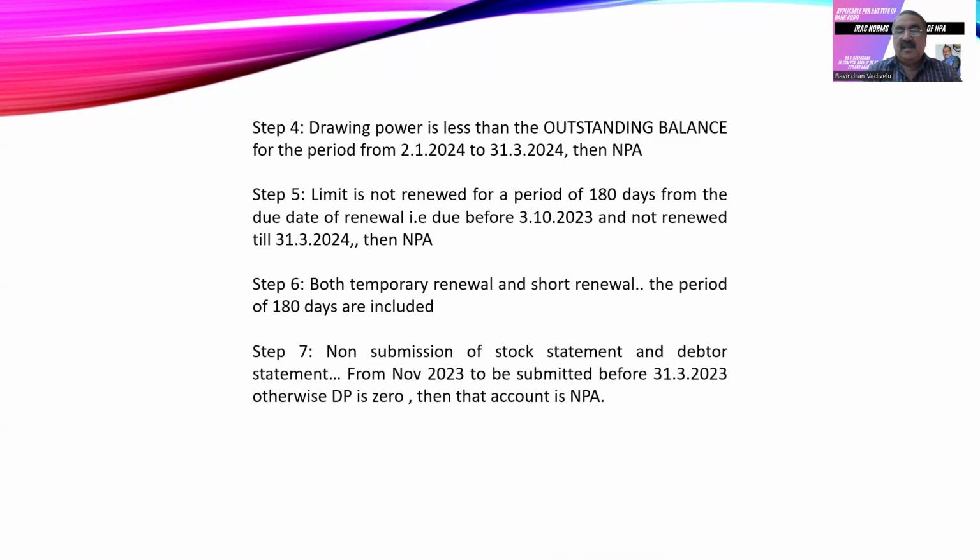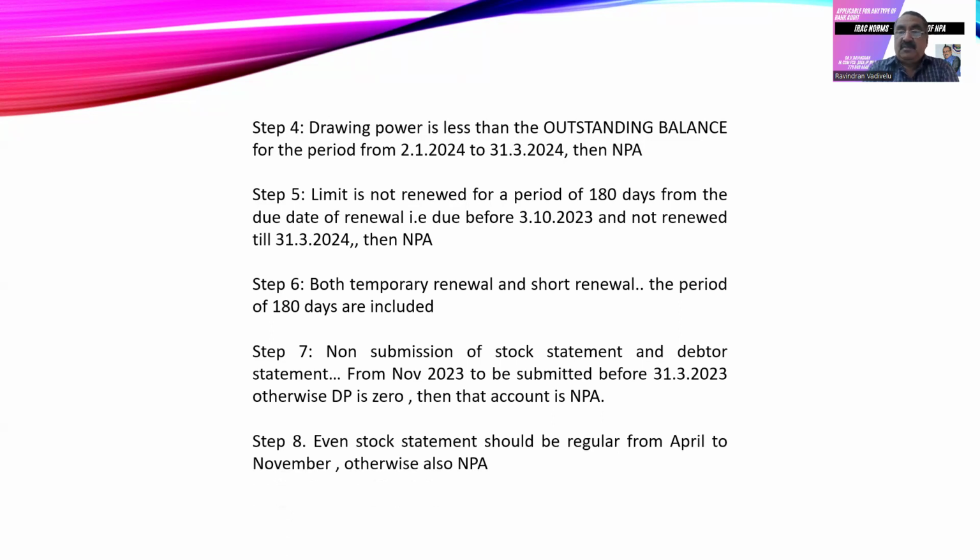Step 7 says non-submission of stock and data statement from November 23 to 31/3: the November 23 statement has to be submitted on or before 31/3/24. It is not 31/3/23. It should be on or before 31/3/24. Otherwise the DP on the account has to be treated as zero, and then that account will be termed as NPA. Step 8 is that the stock statement should be regular from 1st April. If it is irregular, suppose 3 months of statements have not been submitted, then the account would have become NPA in the earlier period also.